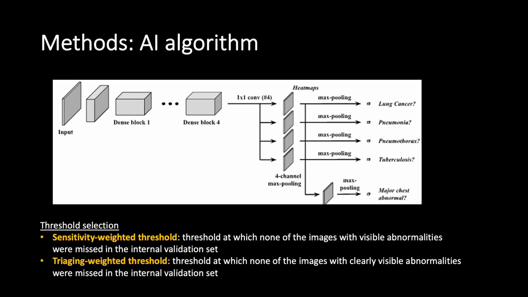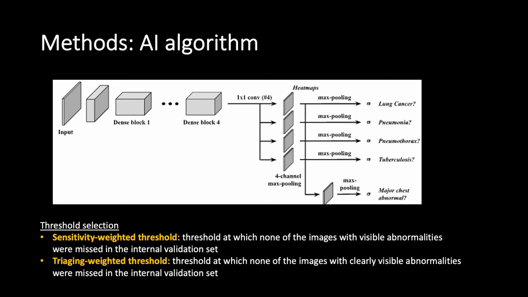The AI algorithm used in this study is a commercially available convolutional neural network developed by Lunit. The network is a variation of ResNet and is designed to output the probability for the presence of select 11 lesions, including lung cancer, pneumonia, pneumothorax, and tuberculosis.